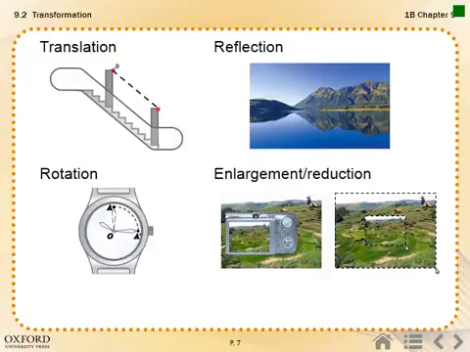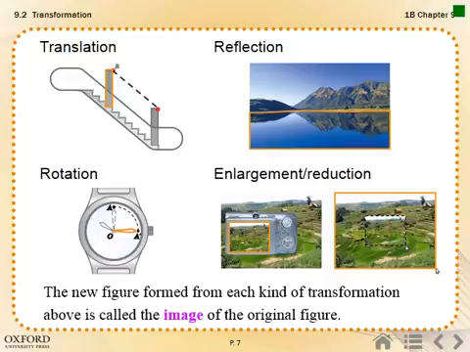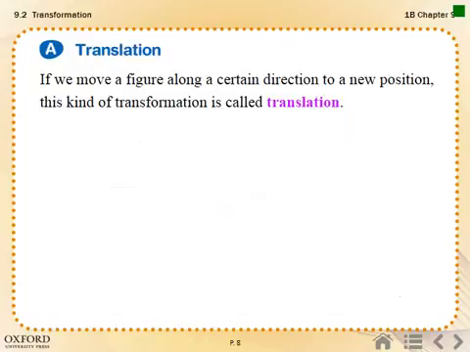And so we see that under these four changes, there are certain changes in size, direction, or position of the above object, but their shapes remain unchanged, and all these changes are collectively known as transformations in mathematics. And the new figures formed from transformations are called the image of the above figure. And we are going to discuss these transformations one by one.